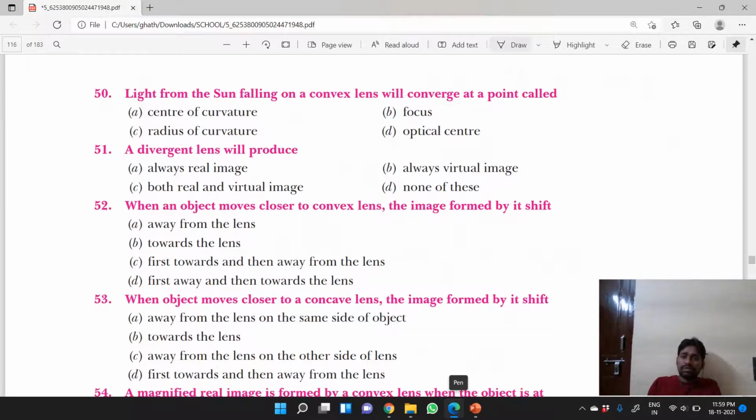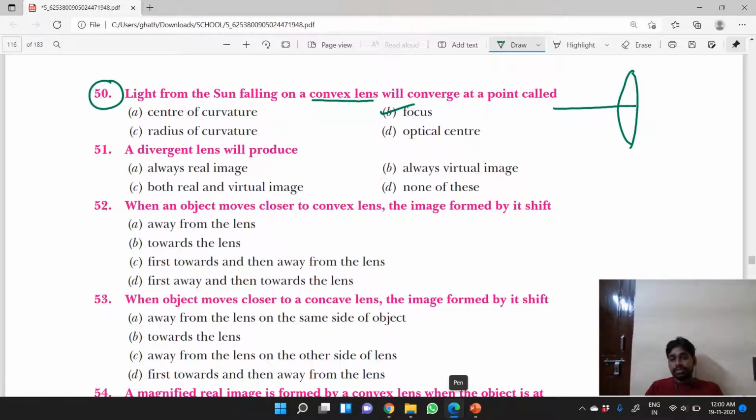Next question number 50. Light from the sun falling on a convex lens will converge at a point called focus. This is a convex lens. Sunlight is always parallel, so when parallel rays of light are incident on a convex lens, the rays of light will converge at one point. This point of convergence is called the focus.